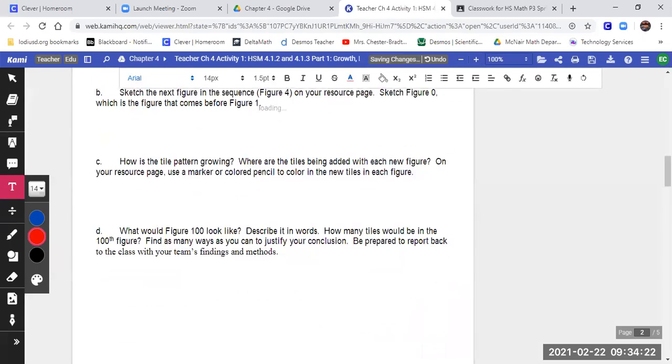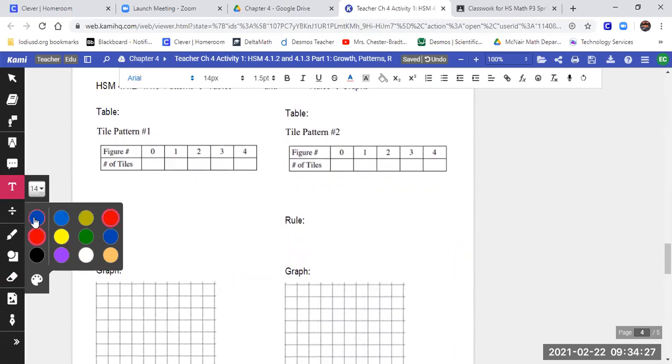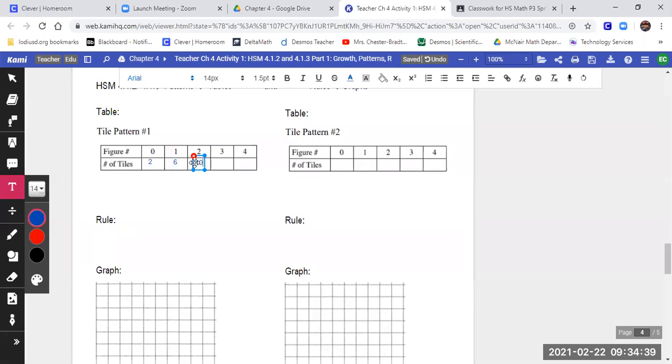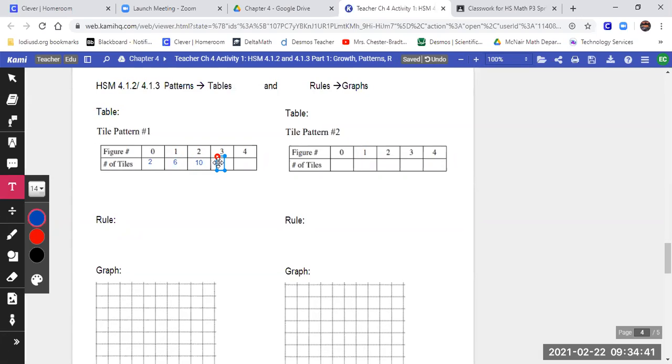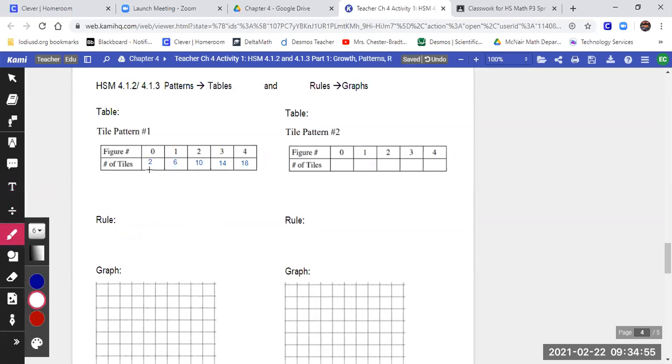So we're going to go down below to the rest of the worksheet. Okay, we said 2, 6, 10, 14, 18, right? So we're going to figure out our rule now. Remember, the rule uses the chain. Right, I did a wrong object. Let's back up.